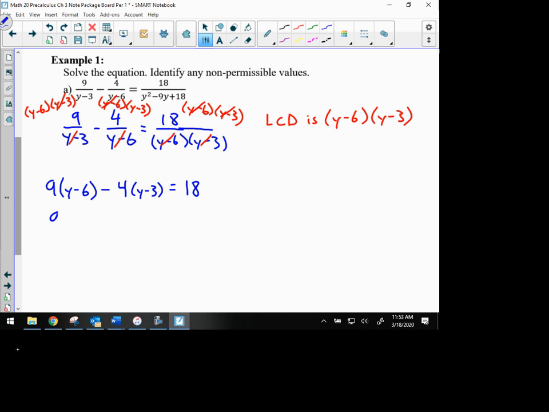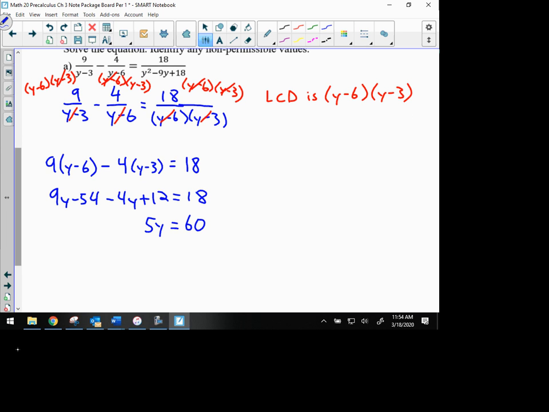So we have 9y minus 54, and careful of your sign here, minus 4y plus 12 equals 18. So we can see we have 5y on the left side, combining terms. And then on the right side, once we subtract 12 and add 54 to the right, we have minus 12 plus 54. I think we have 60. And then when we divide both sides by 5, we have 12. Left with 12 here.